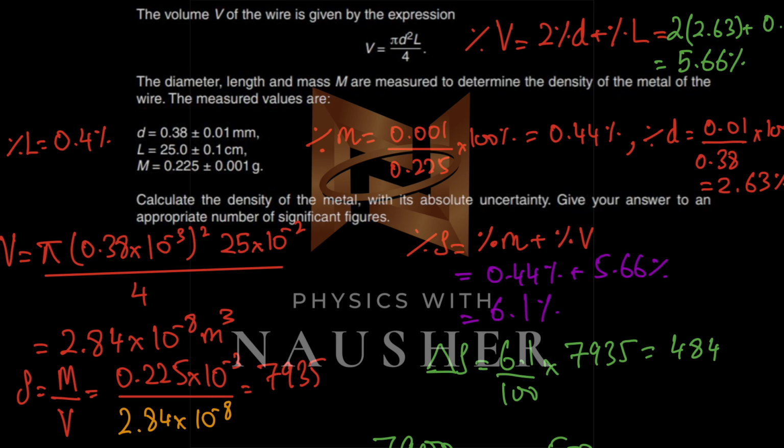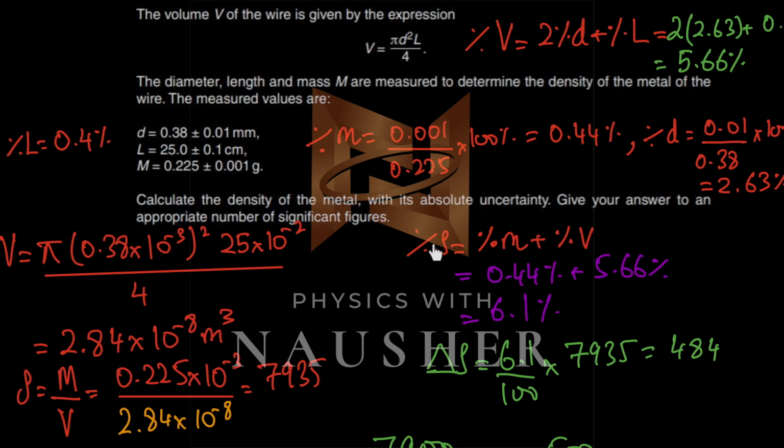First, I find out the volume of the wire by using pi d square L by 4. So pi, diameter is 0.38 millimeters converted to meters, 10 to minus 3, whole square, into L, 25 centimeters converted to meters, divided by 4, I get the volume. Then I calculate the density. Density is mass over volume. Mass is 0.225 grams converted to kg, so 10 to minus 3, divided by volume, and I get this as my density. Done.